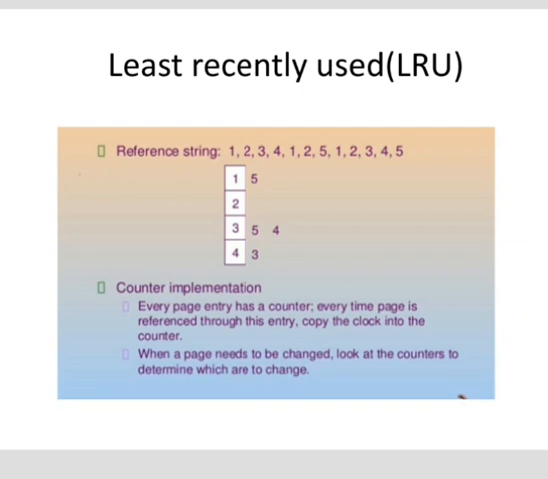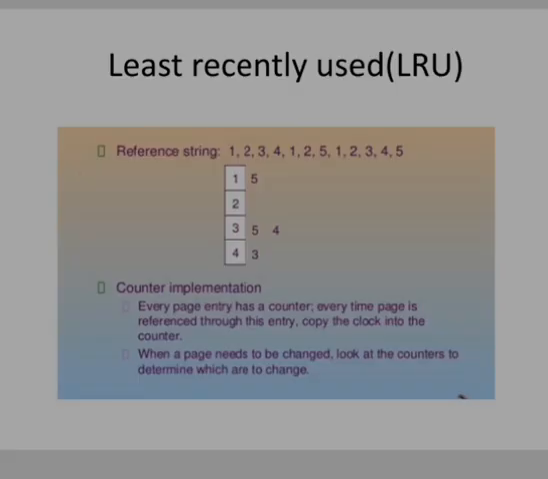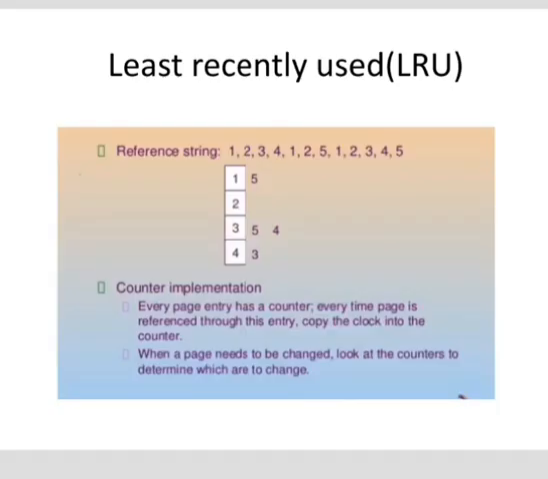Next is least recently used page replacement. Now this replaces the page in memory that has not been used for the longest period of time, that is, the longest backward distance on usage. This algorithm goes well with the principle of locality. A page that has not been used for a long time is the least likely to be referenced in the near future.